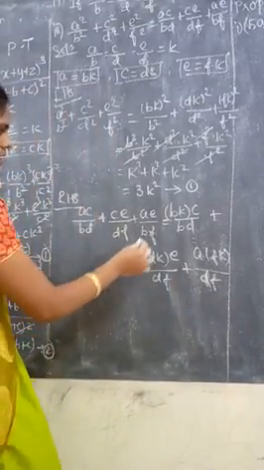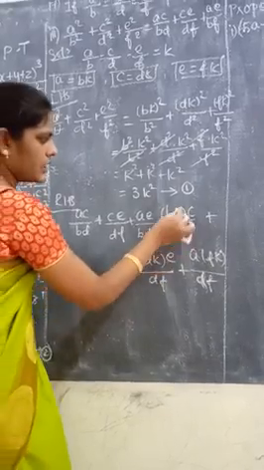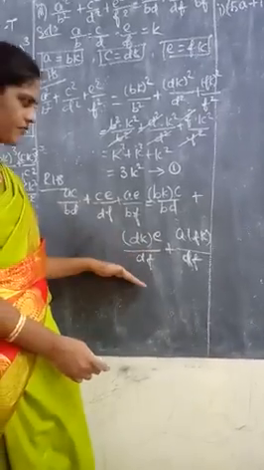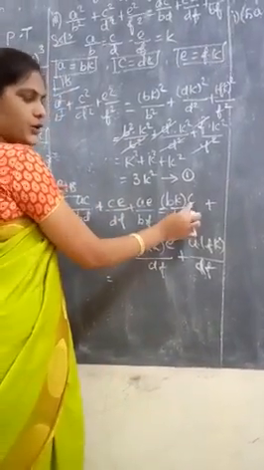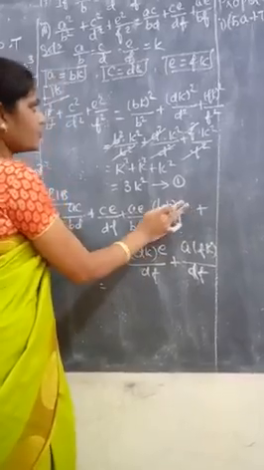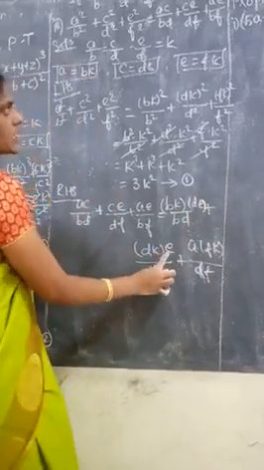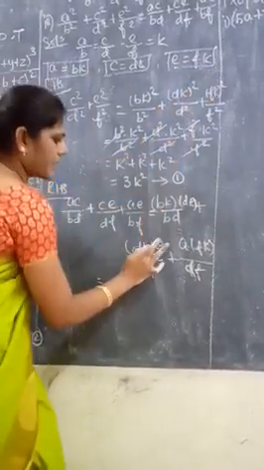Next, listen here. After this, again you need to substitute. What is the c value? Instead of c, we apply dk. Next, what is the e value? Instead of e, apply fk.